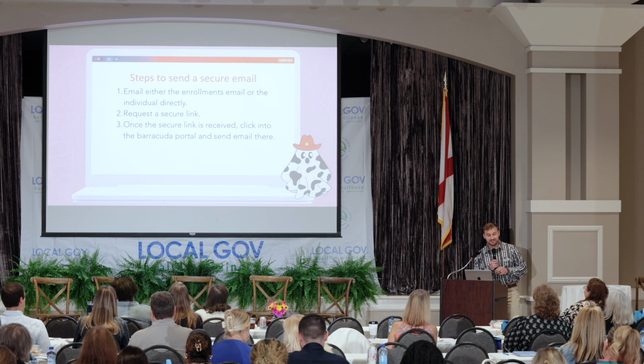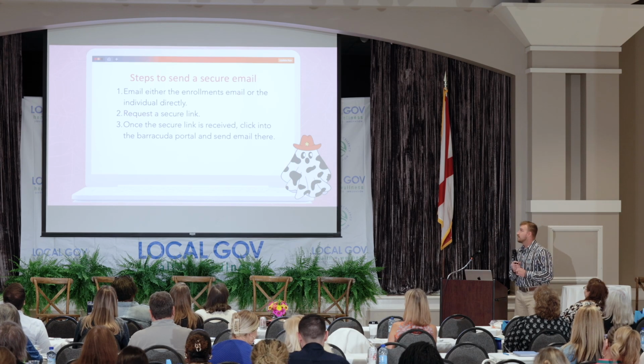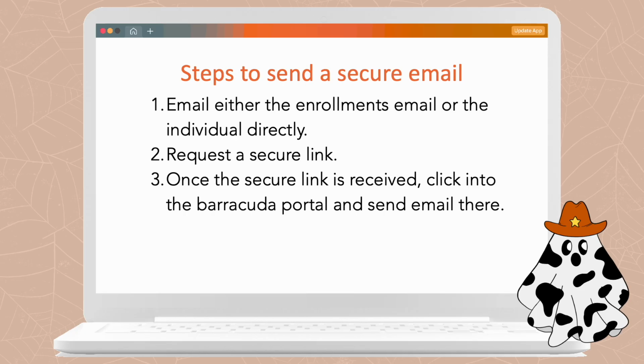So the steps to send a secure email. You're going to email either the enrollment's email or the individual directly. You're going to request the secure link, and then once the secure link is received, click into the Barracuda portal and then send the email there.